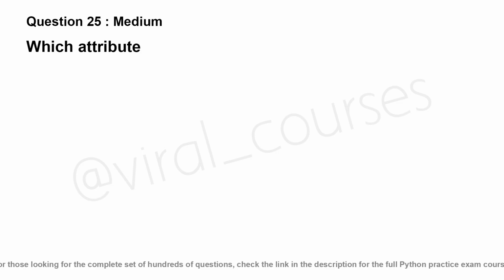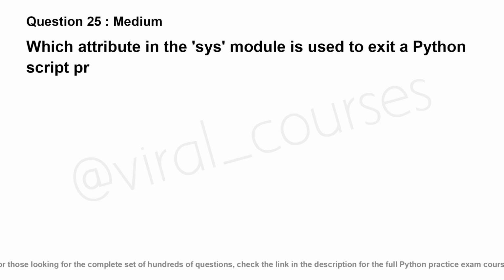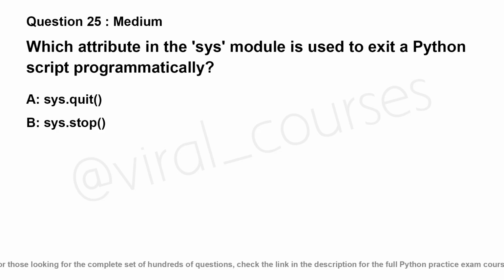Which attribute in the sys module is used to exit a Python script programmatically? Option A, sys.quit. Option B, sys.stop. Option C, sys.exit. Option D, sys.end.